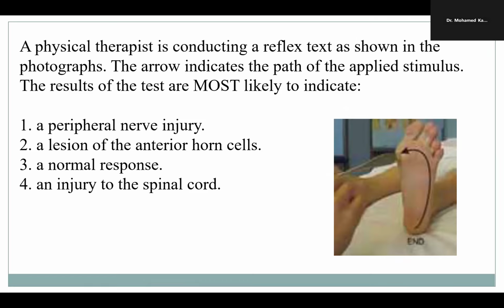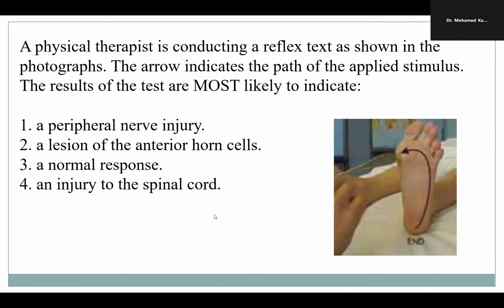We can see what is happening here. Extension maybe of the toes. Option one: a peripheral nerve injury. Option two: a lesion of the anterior horn cells, which is mainly motor. Option three: a normal response, since extension is a normal response. And option four: injury to the spinal cord. The picture is not very clear, but it is as close as we can get.